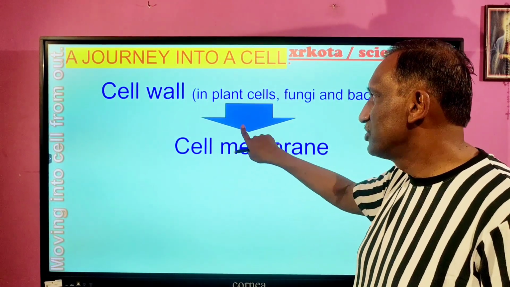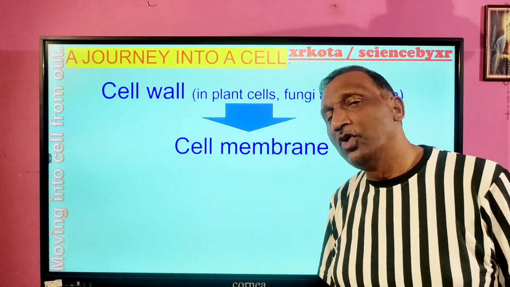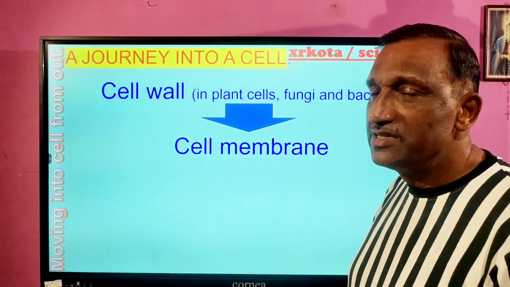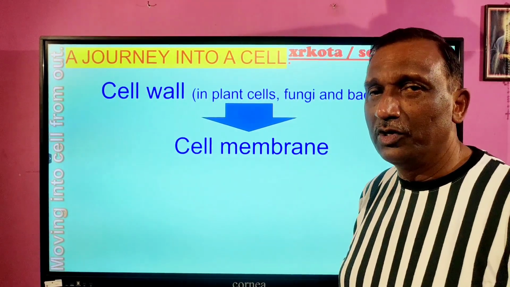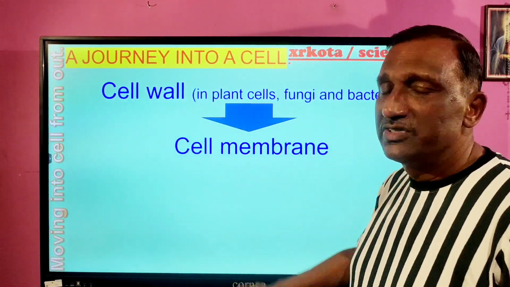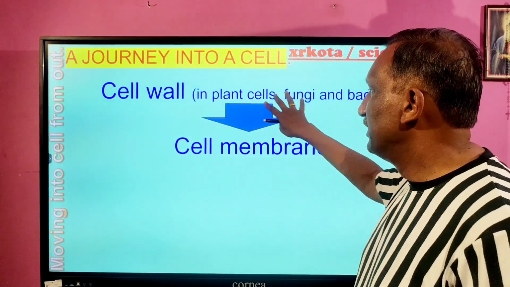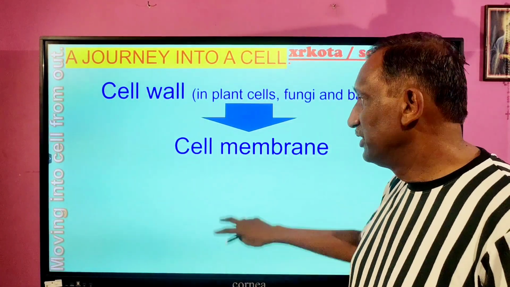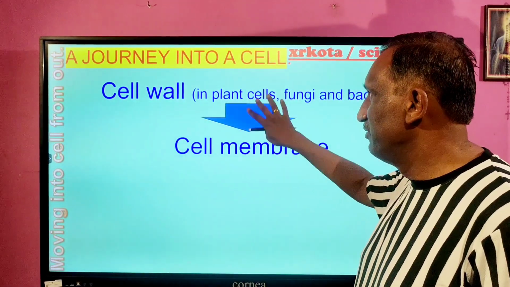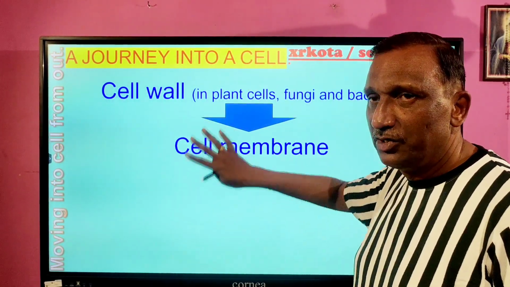Then once we cross the cell wall, we'll come across the cell membrane. Cell membrane is found in all organisms, whether they are plant or animal, bacteria or fungi, unicellular or multicellular, whether they live in water or on land, whether they are microscopic or large. All cells will have a cell membrane irrespective of anything. But cell wall was found only in these. In plant cells, fungi and bacteria, cell wall is there as well as cell membrane. In animal cells and other cells, there is only cell membrane, cell wall is not found.